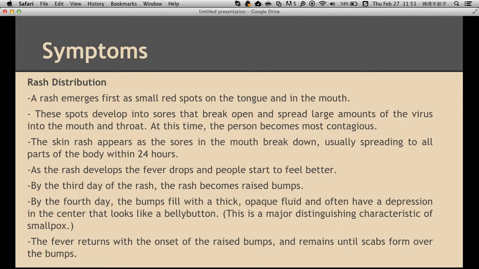By days 12 to 15, the first visible small reddish spots called enanthem appear on the mucous membrane of the mouth, tongue, palate, and throat. The temperature falls to near normal. These lesions rapidly enlarge and rupture, releasing large amounts of virus into saliva.